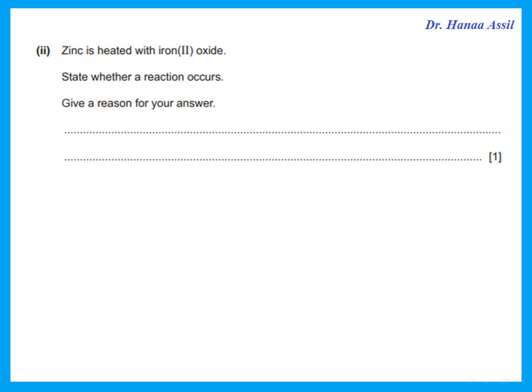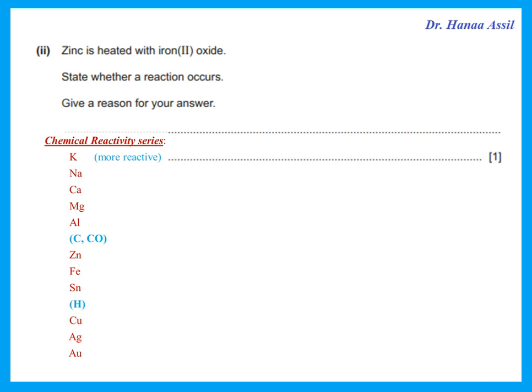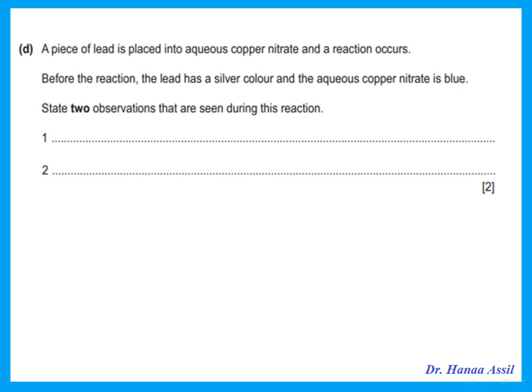Zinc is heated with iron(II) oxide. State whether a reaction occurs. Of course, we said that has to do with the reactivity series. And we said a more reactive metal can displace a less reactive metal from its oxide. So if we say zinc with iron oxide, would that work? Yes. A reaction occurs because zinc is more reactive than iron and it will displace it.